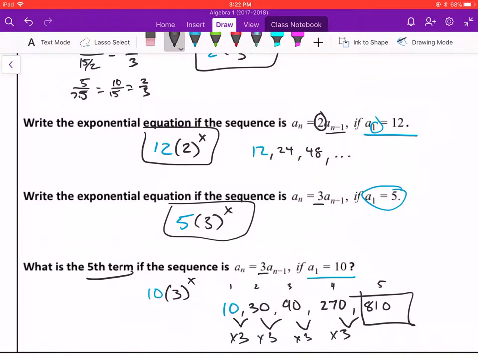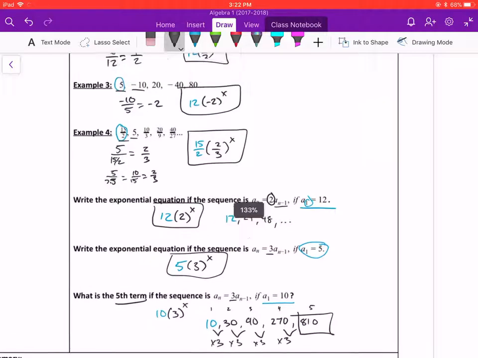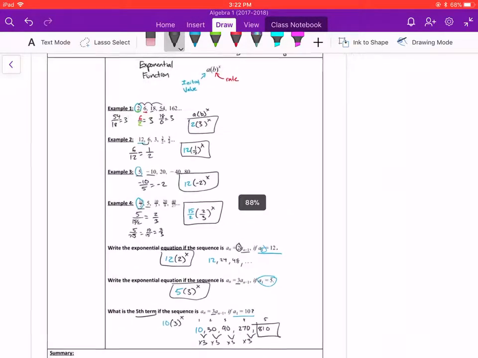All right? And that's basically it. It's a nice introduction to geometric sequences, which leads to exponential functions.